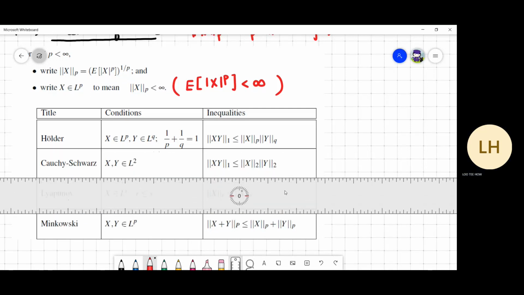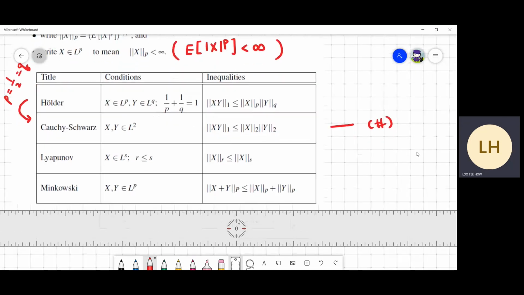Next, if we take p equals q equals a half, we obtain a simpler inequality, the so-called Cauchy-Schwarz inequality, or Cauchy inequality. This is actually a special case of our Hölder inequality, where we simply take p to be a half and q to be a half. Then we obtain the Cauchy inequality. In our course, this will be the most important one, so we're going to use it more frequently.